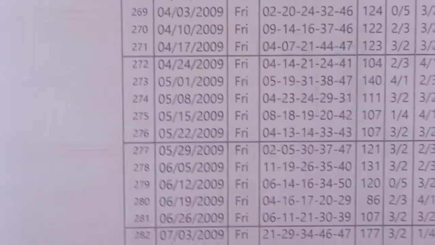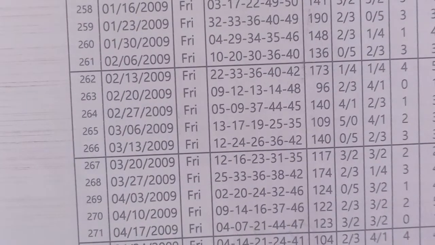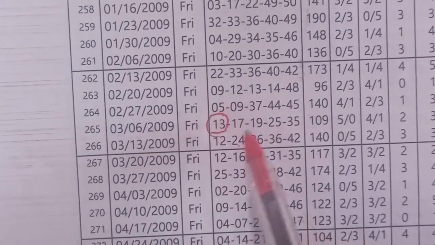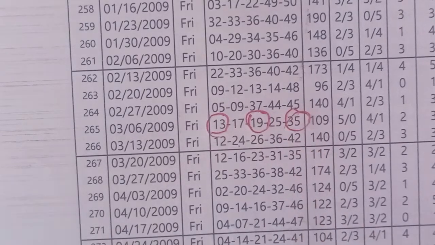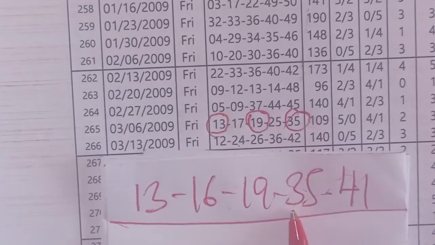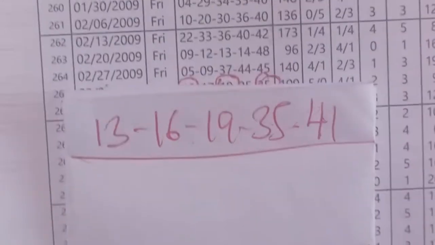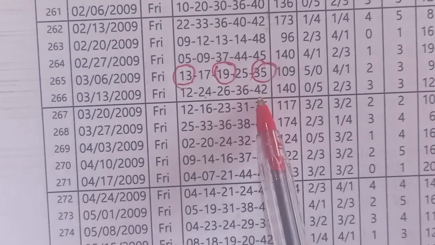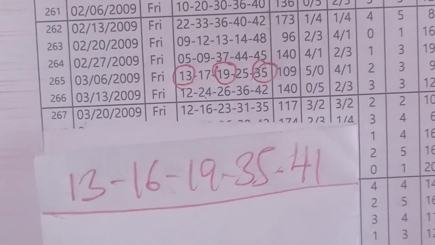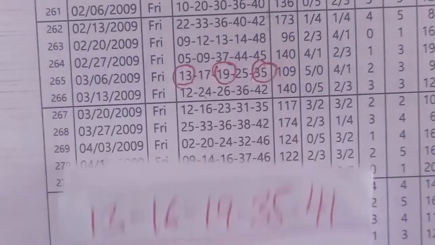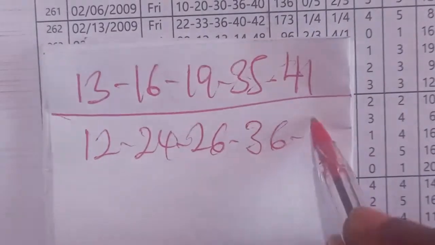So result number 265, we have the numbers 13, 19, 35. So the current results of the Euromillions lottery selected 13, 19, 35, the same three numbers. After these numbers, we have 12, 24, 26, 36, 42. So let's copy those numbers: 12, 24, 26, 36, and 42.